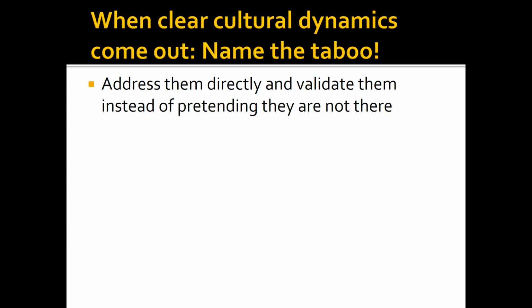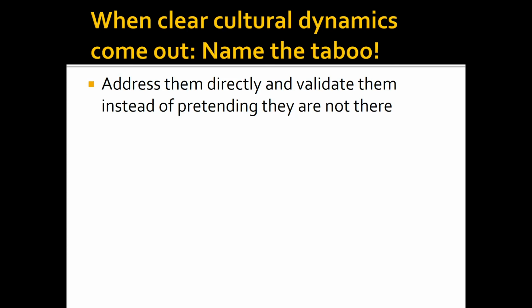And then when clear cultural dynamics come out, there's this technique in therapy called name the taboo. A lot of times psychologists will do this when things like suicide are coming out. Like the person might say things like, I'm just at the end of my rope. I can't imagine going on like this. And then the provider or the psychologist sometimes will say, it sounds like you're thinking about killing yourself. So they literally go out of their way to name the taboo. And then what that does is it frees up the patient to talk about those things.